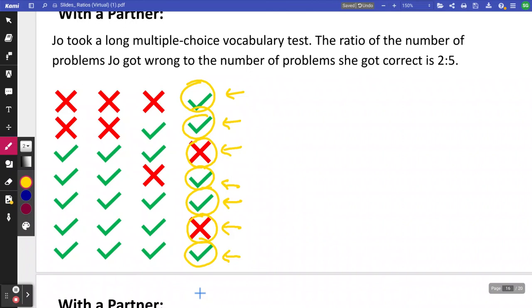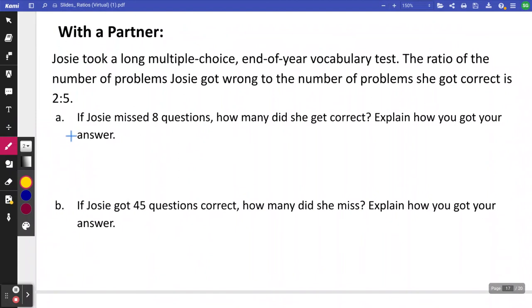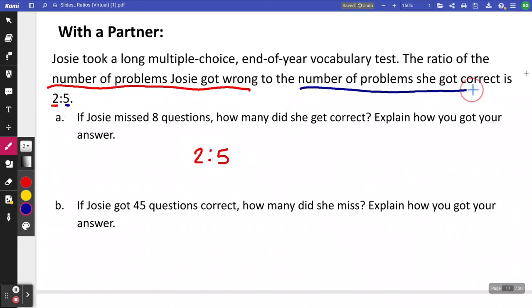So based on that, we can answer some questions. First, if we are told Josie missed 8 questions, how many did she get correct? Just like with the recipe for the punch and the ad in Kroger for ice cream, it's all going to have to do with that initial ratio we were given. Our initial ratio was 2 to 5, and it might help us to label this. In that ratio, the 2 went with the number of problems she got wrong, and the 5 went with the number of problems she got correct. So let me do some color coding here. The 2 was the one she got wrong, and the 5 was the number she got correct. For every 2 she misses, she gets 5 correct.